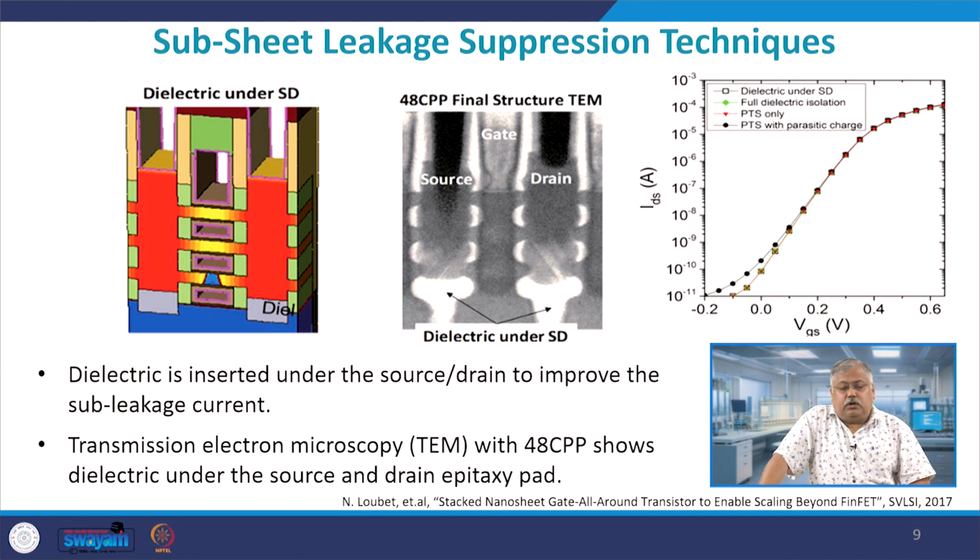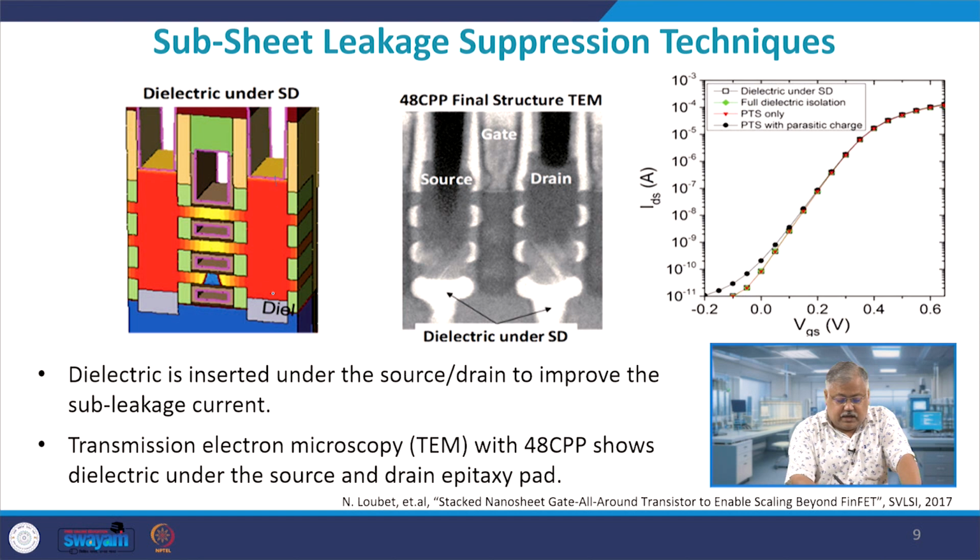Now let us come to an important topic of nanosheet FETs. You are aware that when you are discussing bulk devices or bulk MOSFETs, even in the subthreshold region, you did have a large amount of subthreshold leakage currents, right? And this was actually making low power design more and more difficult. Now, similarly, in nanosheet FETs, in order to reduce this value of the current, we do a dielectric insertion just under the source and drain, right?